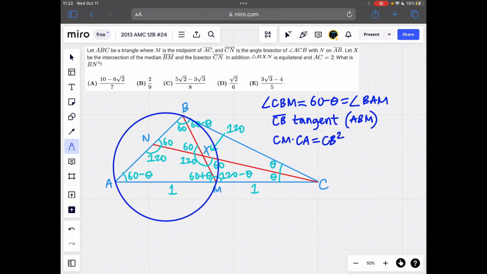So by using power of a point with point C, we have that CM times CA is equal to CB squared. And CM is 1, CA is 2. So this product is equal to 2, and that's equal to CB squared. So we now have CB equals root 2.